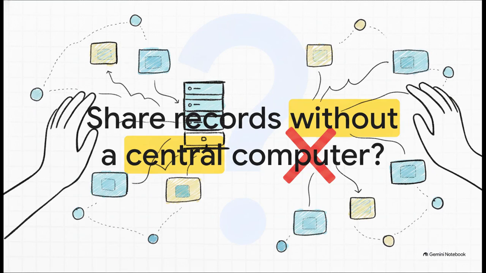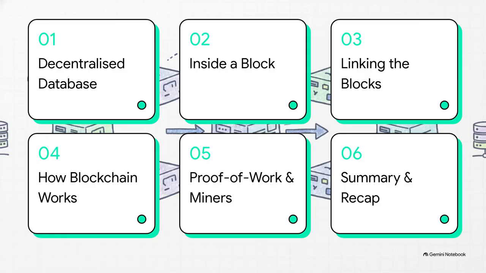How can thousands of people share the exact same digital record, perfectly synchronized and completely secure, without having a single central computer controlling the whole thing? For decades, we've relied entirely on central authorities, like banks or government servers, to manage our transactions. But suddenly, this new technology comes along and completely removes the need for that middleman. It's wild. Here's our roadmap for today's explainer.